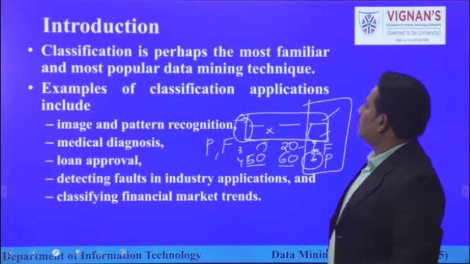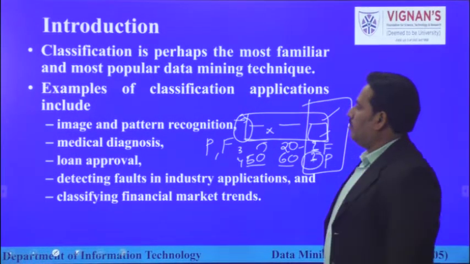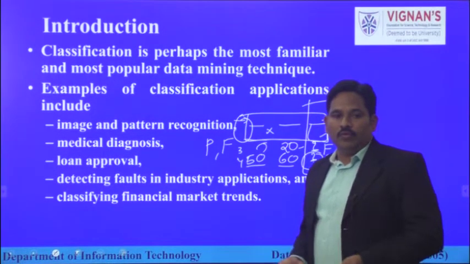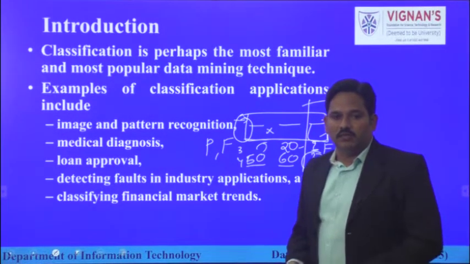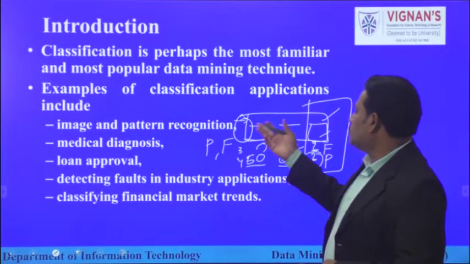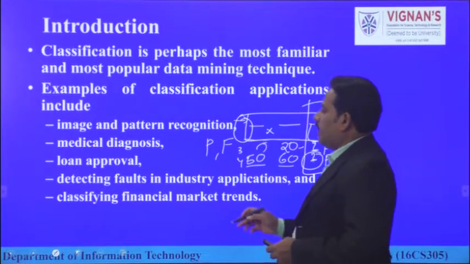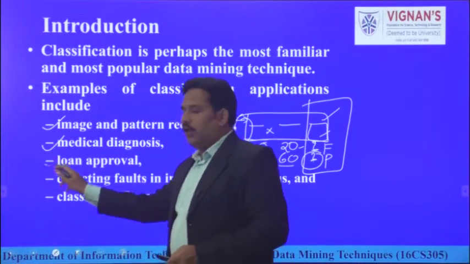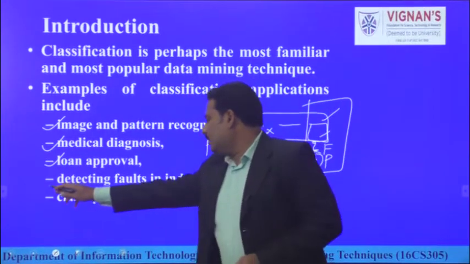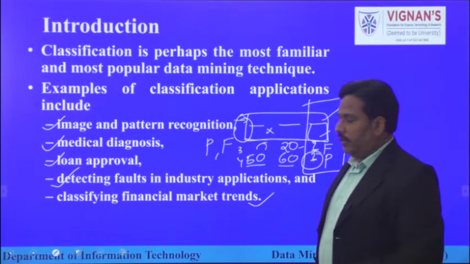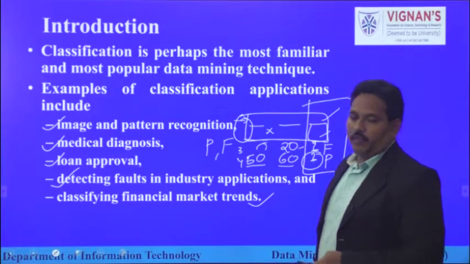Now, it is the most familiar and most popular data mining technique. When the class label is unknown, or whenever we want to give a class label to unknown data, we can use the classification approach. The commonly used real-time applications are image and pattern recognition, medical diagnosis, loan approval in the banking sector, detecting faults in industry applications, and classifying financial market trends. In all these aspects, we are applying classification techniques.